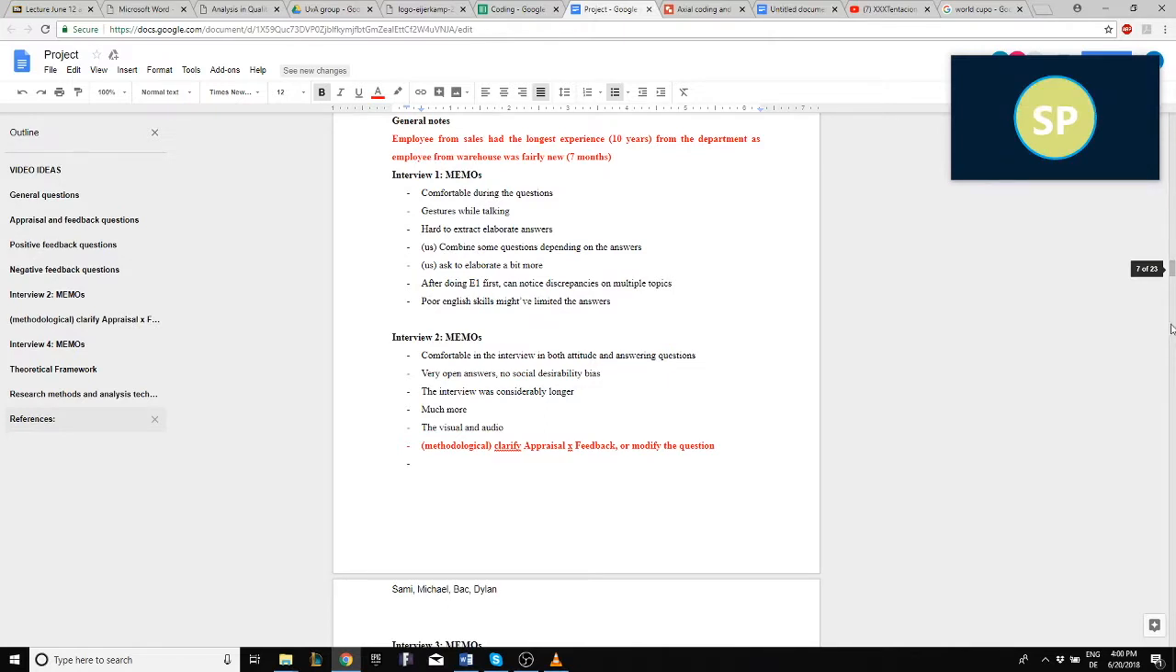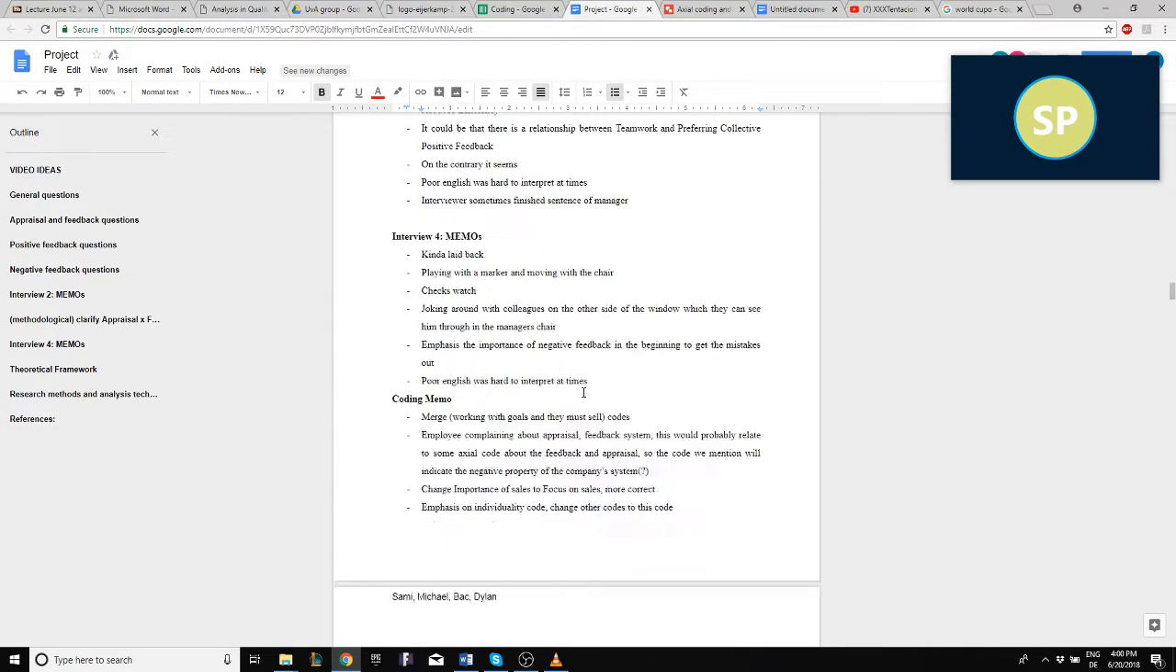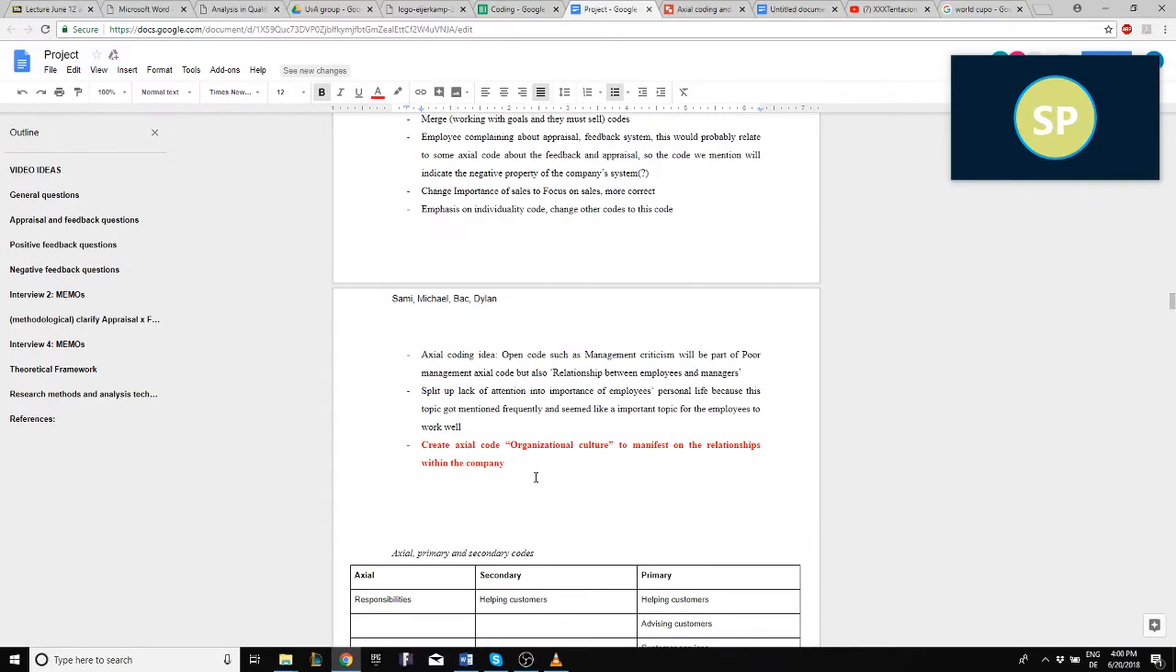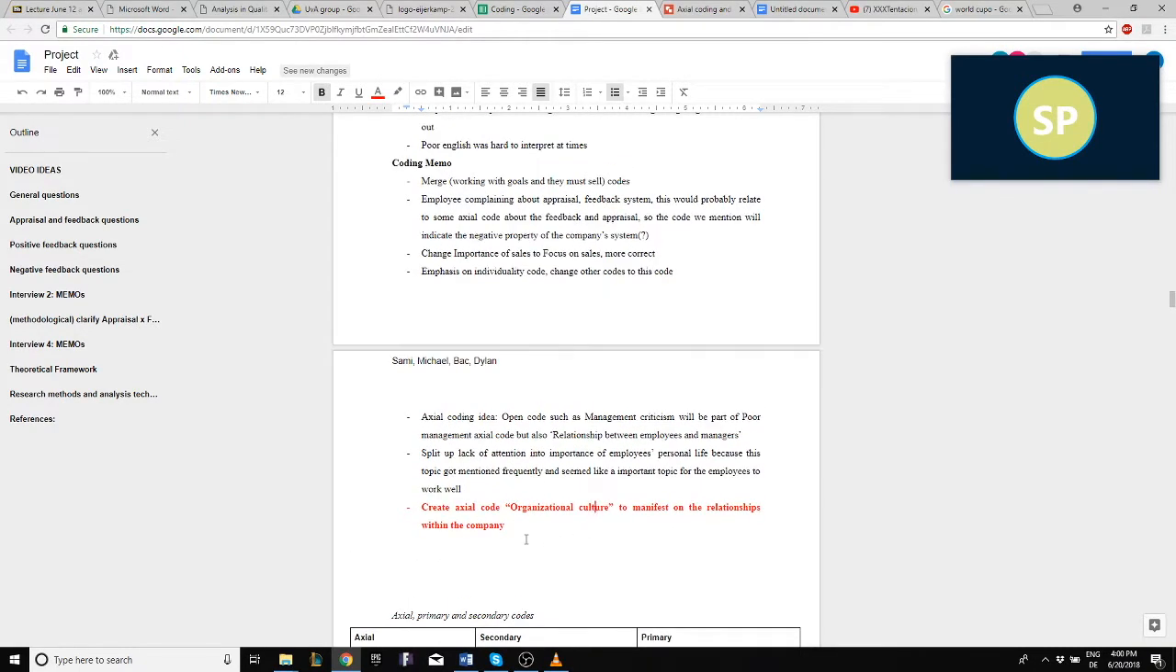In addition, we also added methodological memos. For example, a memo after the first interview when we realized that the interviewee had a lot of trouble understanding the concepts of feedback and appraisal. So we added the definitions to the following interviews. Another thing we added was a theoretical memo, since we needed another axial code, organizational culture, to capture the relationship between managers and employees in the company. Next up, axial codes.